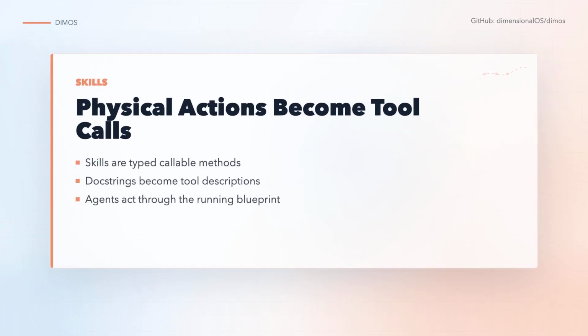Skills are where the agent crosses into the physical world. A method marked as a skill becomes a tool the agent can call, as long as it has a docstring, typed parameters, and a useful return string. That sounds small, but it is a major boundary. The agent is not just generating code or text. It can ask a running robot to move, observe, navigate, speak, follow a person, or call a robot-specific capability exposed by the active blueprint.